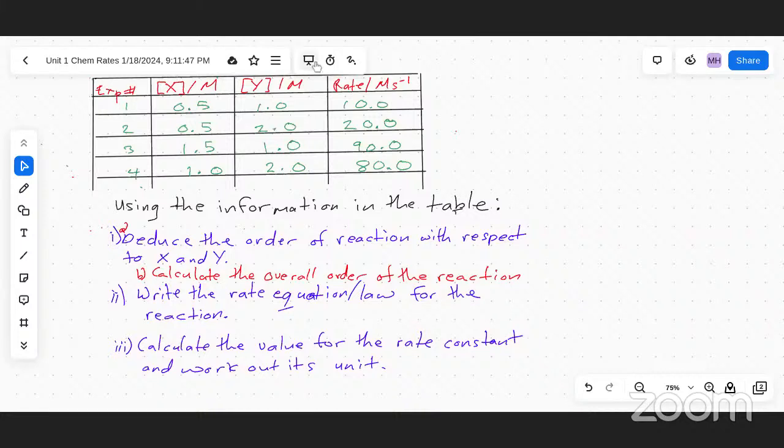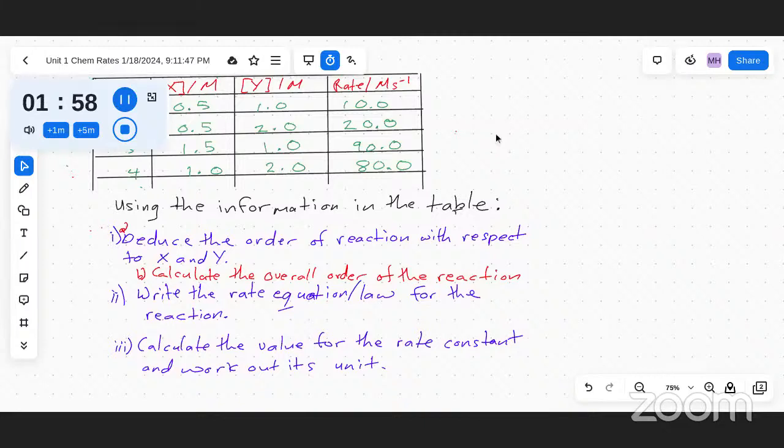We'll put on the timer. Sir, you can move the timer over to the next slide. Sure.